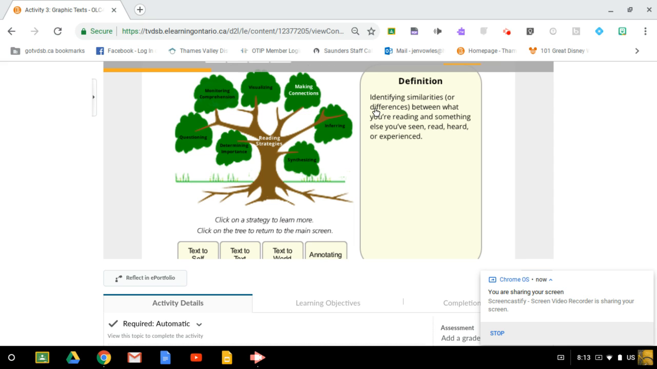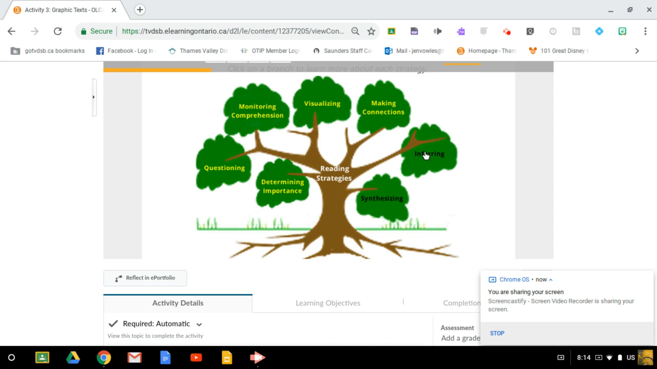Okay, making connections. So definition, identifying similarities or differences between what you're reading and something else you've read, heard, or experienced. So commonly we refer to this as text to self, so something we can relate to personally in a text. Text to text, so something that reminds us of another text we've read or a TV show or a movie that we've viewed. Text to world is something that's happening in the reading and is also happening in the world. And annotation is a strategy here. So that's marking things up on a paper. So you can click on any of those to learn more about those.